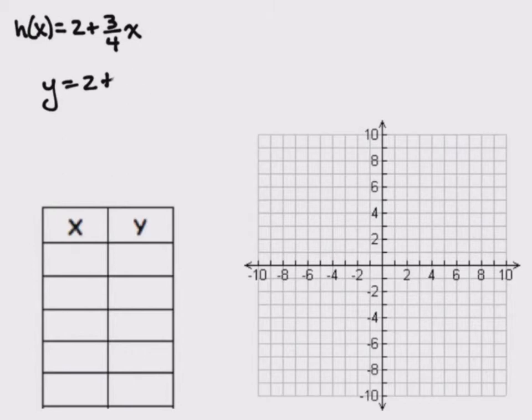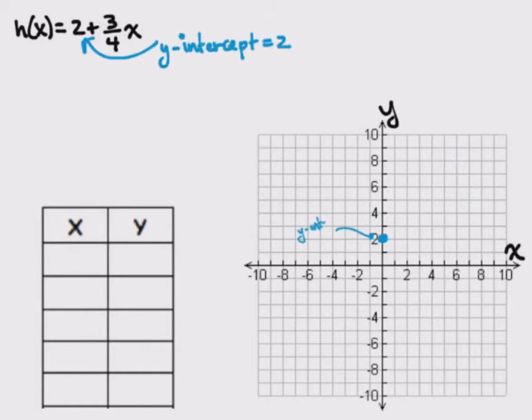Alright, well, looking at the equation, first thing I see is that we know our y-intercept is going to be 2. And whenever we're graphing a line that's in slope-intercept form, I would always go ahead and just graph that intercept first. Might as well. It gives you a great baseline from which to build on.